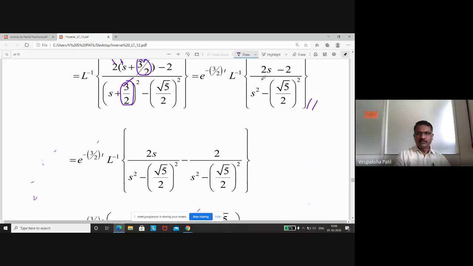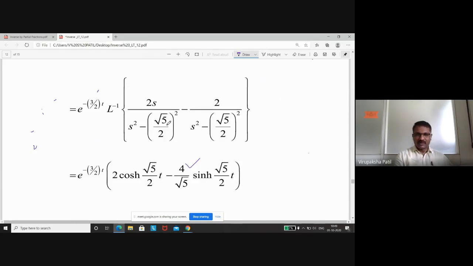Now the denominator is one quantity, and the numerator has terms: one term contains s, another term does not contain s. So we can take the denominator separately with each numerator term. This is L inverse of 2s divided by s square minus root 5 divided by 2 whole square, minus, because this is minus here, 2 divided by s square minus root 5 divided by 2 whole square. Up to this is clear?